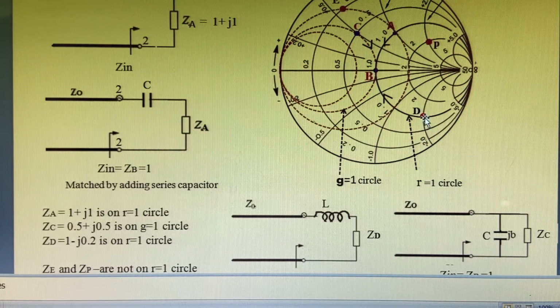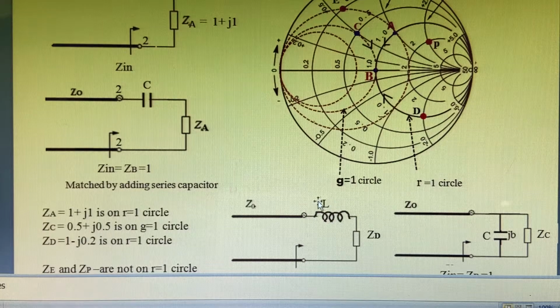Moving on the conductance circle will not give a solution for this problem. This is the resistance circle passing through the point D. So if the load is D, you should move in the clockwise direction over the resistance circle to reach the point B. You will get the solution. That is nothing but moving in the clockwise direction on the resistance circle.